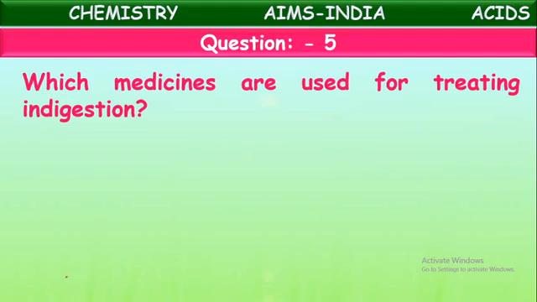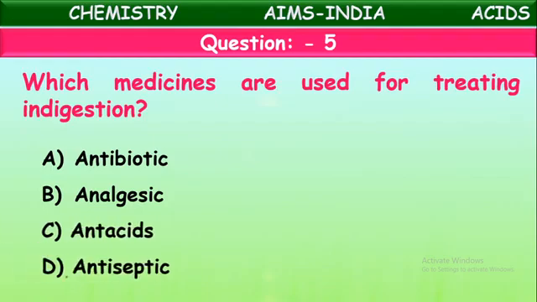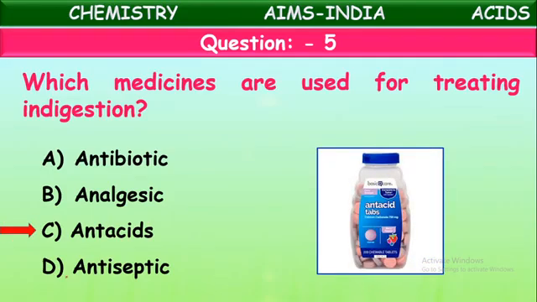So what do they contain? Now they're asking: are they antibiotics? Are they analgesics? Are they antacids? Are they antiseptics? What are those, children? Yes, we use antacids. They contain some bases like milk of magnesia. Magnesium hydroxide is present in them, which is a base in nature. This reacts with the excess amount of hydrochloric acid produced in the stomach and neutralizes it. And hence, we get relief from that indigestion problem and burning sensation.